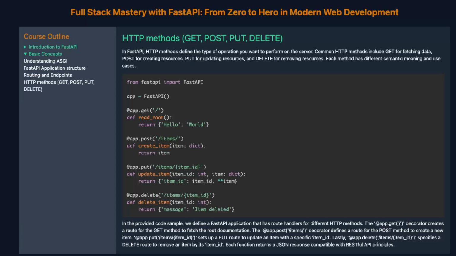In the provided code sample, we define a FastAPI application that has route handlers for different HTTP methods. The @app.get("/") decorator creates a route for the get method to fetch the root documentation. The @app.post decorator defines a route for the post method to create a new item. @app.put sets up a put route to update an item with a specific item ID. Lastly, @app.delete("/items/{item_id}") specifies a delete route to remove an item by its item ID. Each function returns a JSON response compatible with RESTful API principles.